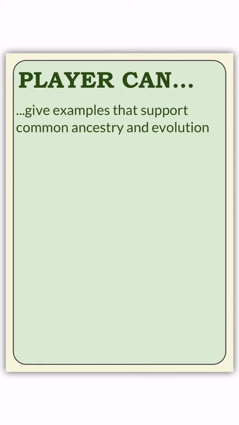All right, so now you should be able to give some examples that support common ancestry and evolution, talking about the embryonic or embryological development, looking at anatomical structures, and looking at DNA sequences.